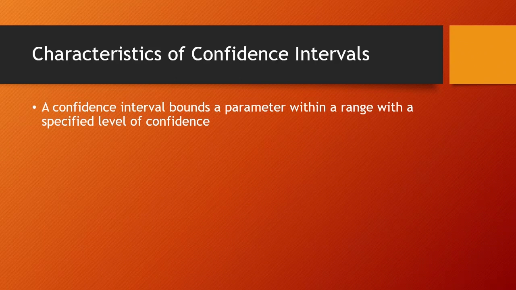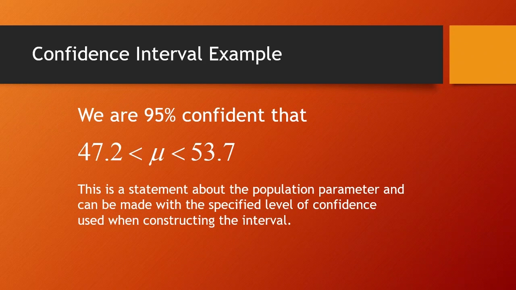Let me give you an example. Suppose we say we are 95% confident that the mean, that is the parameter, the mean, is somewhere between 47.2 and 53.7. This is a statement about the mean of the population parameter, and we make this statement with the specified level of confidence that is used when constructing the interval.